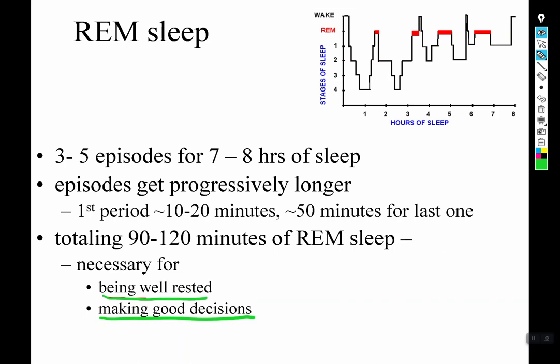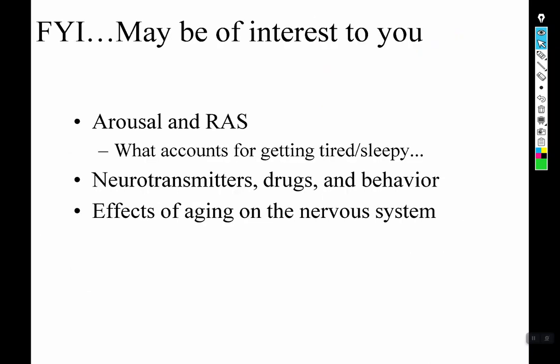Arousal in the reticular activating system, so things like what accounts for getting tired or sleepy, and that involves the reticular formation and also, interestingly, brain levels of adenosine. So one of the reasons that caffeine is a stimulant is because it acts on adenosine levels in the brain to favor adenosine levels that resemble wakefulness. Also, neurotransmitters, drugs, and behavior, and the effect of aging on the nervous system, specifically on sleep.